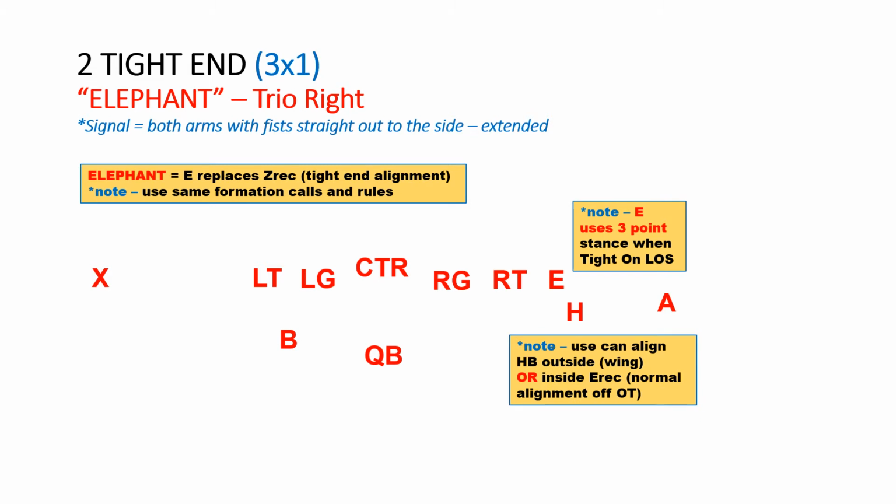We go 3x1, same exact thing. Z is out, E is in, and you can see the H comes over. Again, I like him winged outside and off of that second tight end, but you can choose to have him inside over and off the tackle in his normal alignment if you prefer.